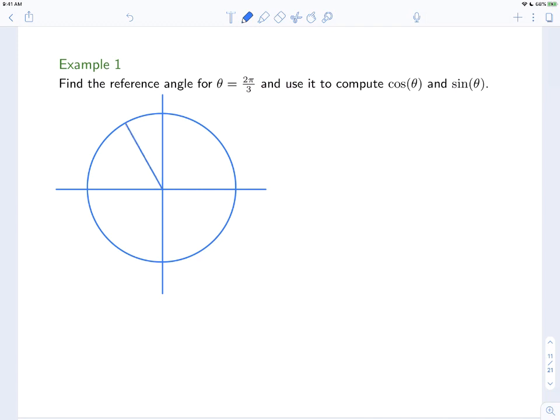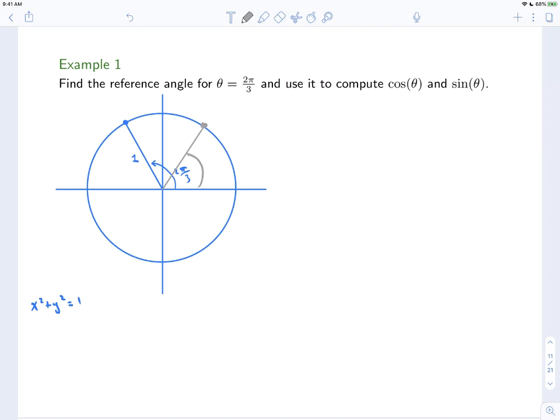So this is the angle 2 pi over 3. We want to know the coordinates of that point there, where this is the circle x squared plus y squared equals 1. So the radius here is 1. We want to know the coordinates of that point. In order to do that, we're going to look at the reference angle. Now the reference angle is over here. It's this angle.